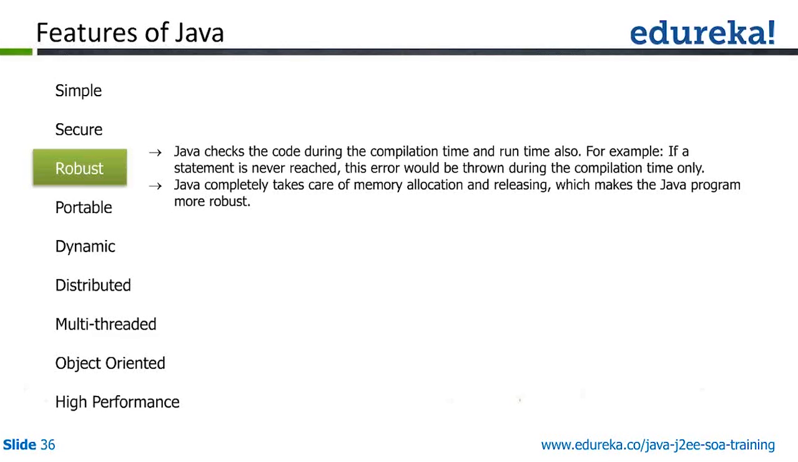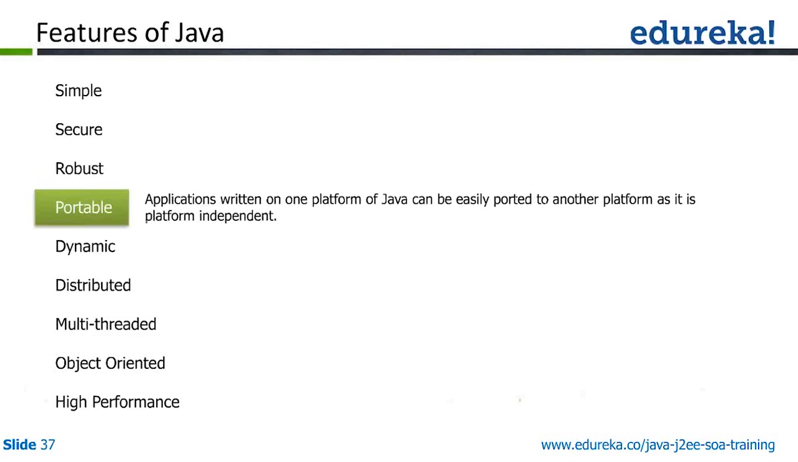Because of its memory allocation, and it's not leaving this, that was a source of a lot of bugs. And so Java's way of handling memory, instead of giving that responsibility to the coder, reduces a lot of application errors, making the application more robust.